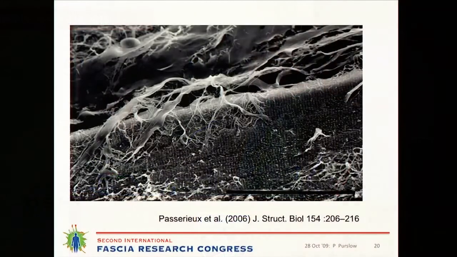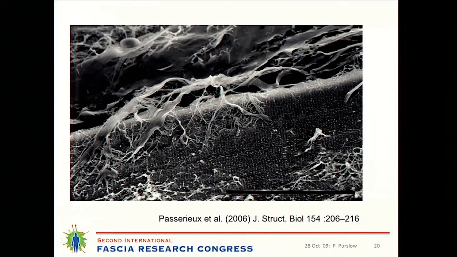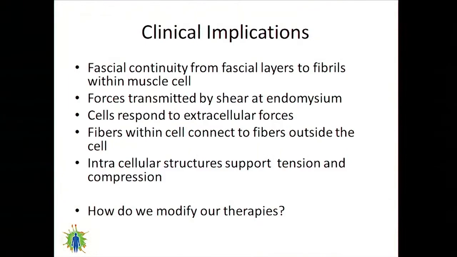If you look here, this little trough is a muscle fiber going this way, and you can see the little fibers of the collagen, which go right into the muscle cell. So the collagen fibers that surround the muscle actually penetrate the fibers of the cell, and it's all an interconnected network. The clinical implication is the fascial continuity from the fascial layers to fibrils within the muscle cells. So the forces are transmitted not only by tension, but also by shearing, by sliding. The cells are right next to each other, and when one can't slide, the force gets transmitted by shear.